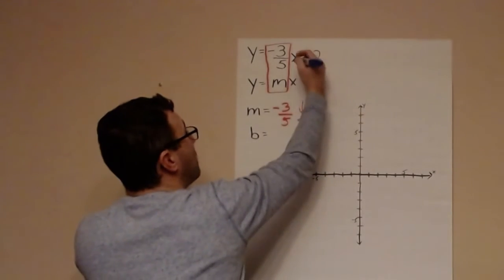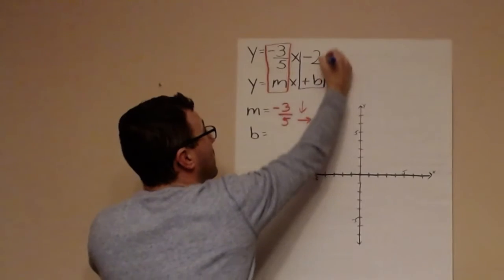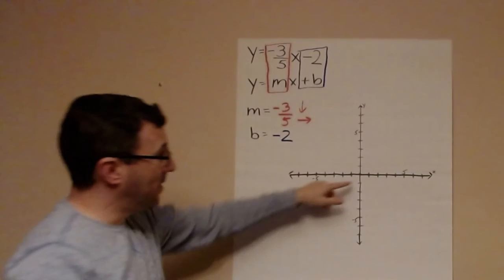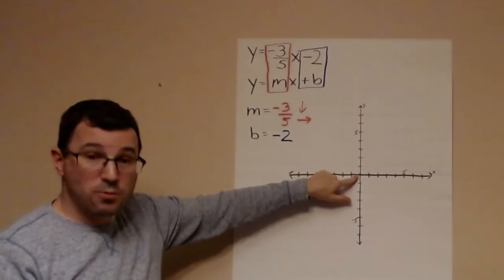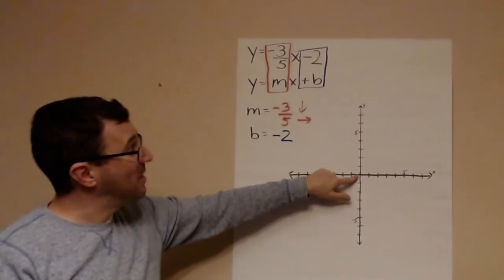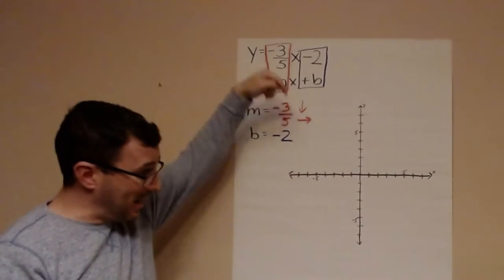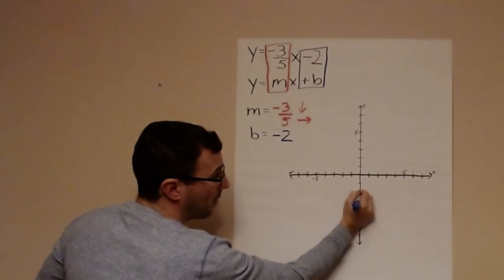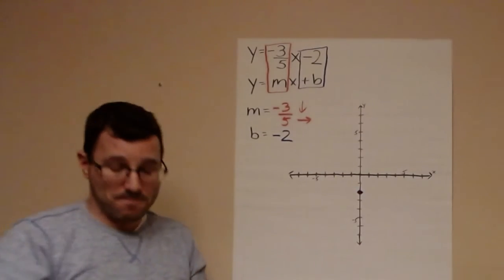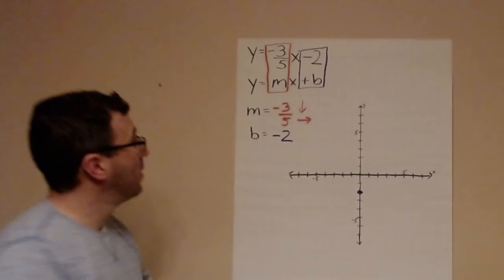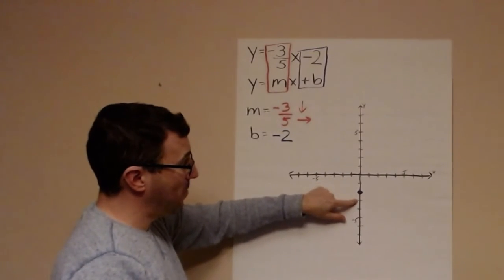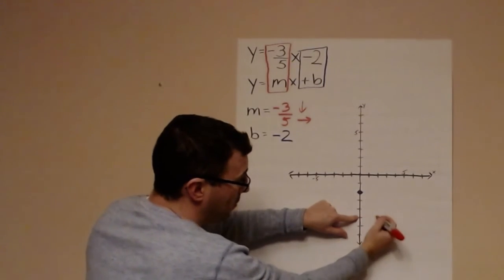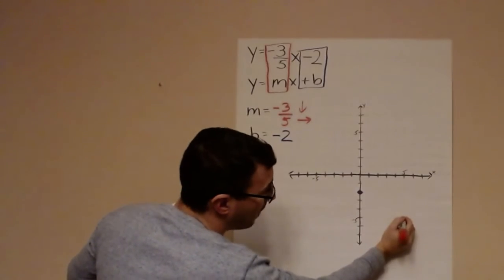And my y-intercept, my beginning point, is -2. So again, I go to my origin, which is where the x-axis and the y-axis cross, and I'm going down 2. Negative is down on the y-axis. So 1, 2. There's my beginning point. I'm going down 3, 1, 2, 3, every time I go to the right 5. 1, 2, 3, 4, 5.